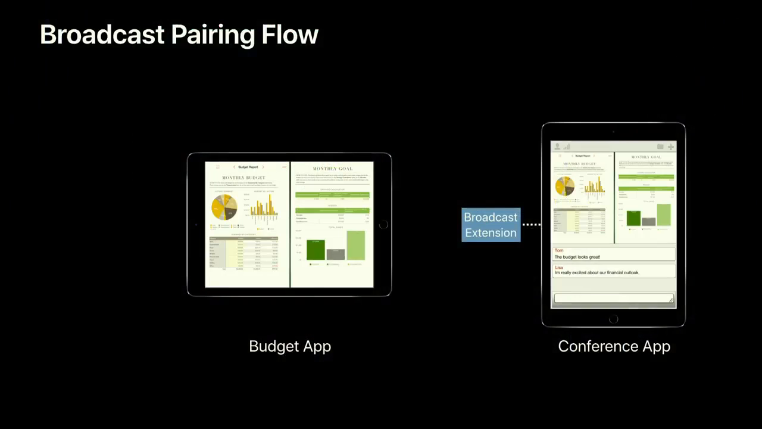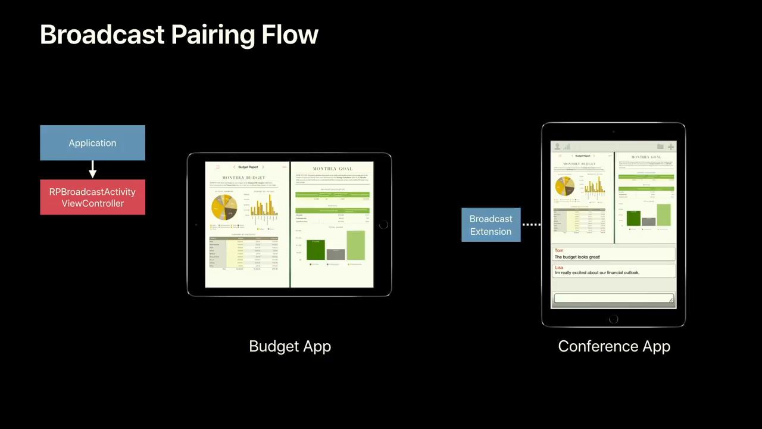Here, we have our budget application, and we have our conference application that supports ReplayKit live streaming and has implemented a broadcast extension. I want our budget application to stream exclusively to our conference application's broadcast extension. So to do that, I'm going to initiate a broadcast pair. Our budget application is going to call loadWithPreferredExtension on the class RPBroadcastActivityViewController. We'll get back an instance of RPBroadcastActivityViewController, much like we do with general broadcast initiation.